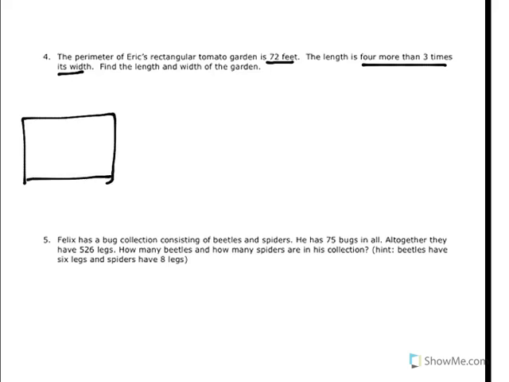And we've talked about this in class. For perimeter problems, we're always going to say 2L plus 2W equals the perimeter, 72. Now, we want to figure out the relationship between the width and the length. So the length is 4 more than 3 times the width.